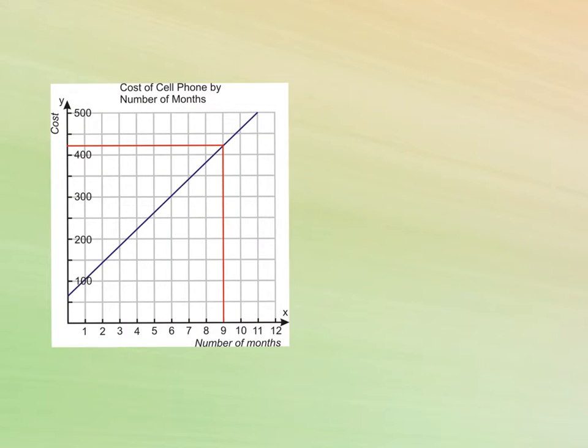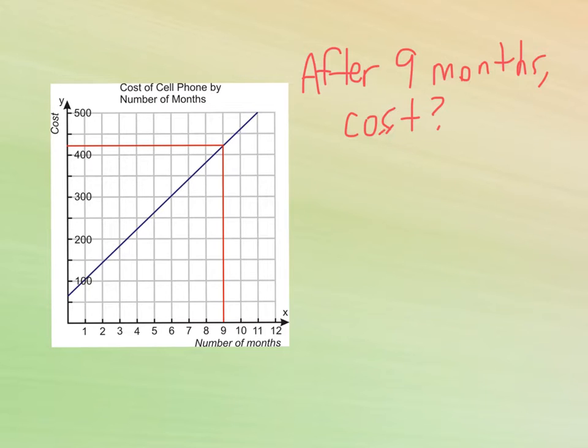Okay, on the left here, we're looking at the cost of a cell phone by the number of months. So we can see as the number of months of owning a cell phone increases, the price also increases. Now an example question you might get is, after 9 months, how much are you paying? So what's the cost? In order to solve that, we need to find the point along this line here that occurs at the 9-month mark.